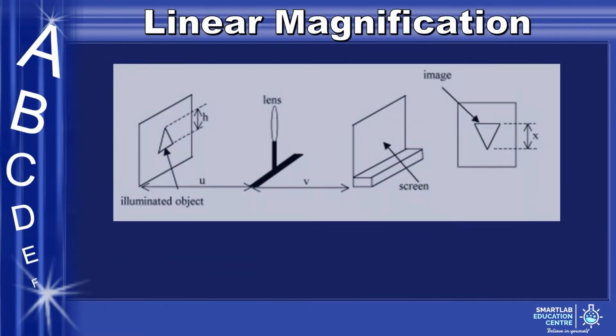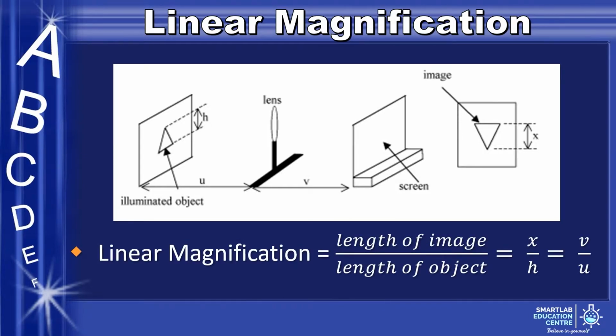Another concept that we also talk about in this topic is the linear magnification, which is also known as the ratio between the lengths of the image and the object. We can either take the ratio of their widths or their heights.